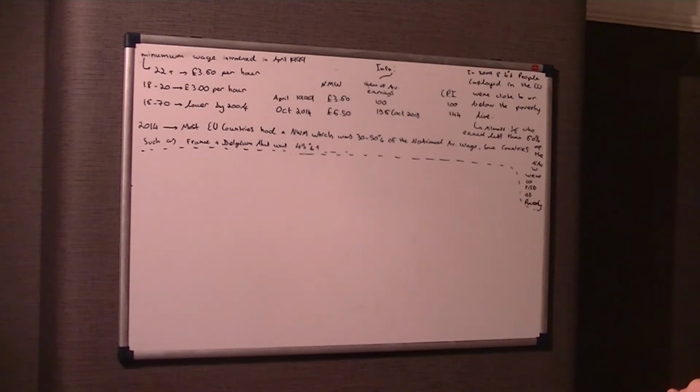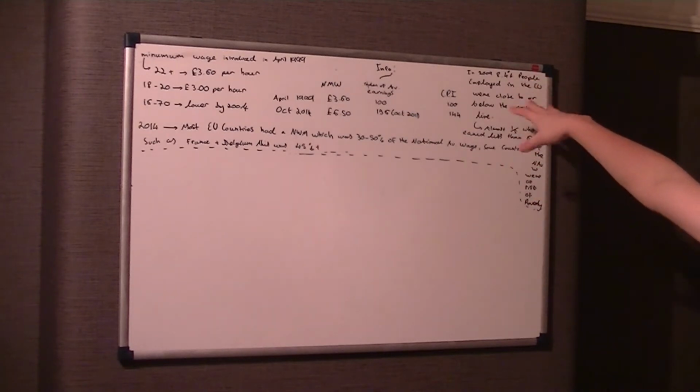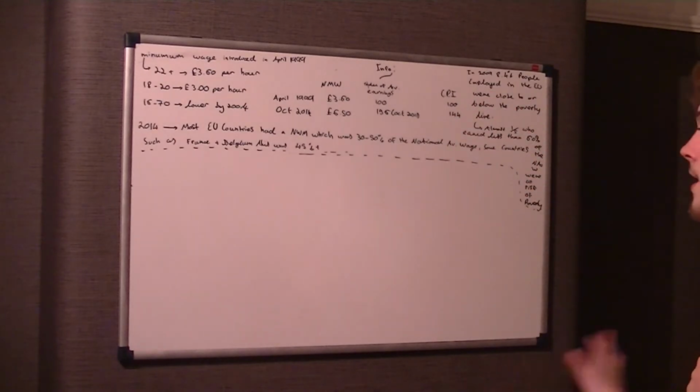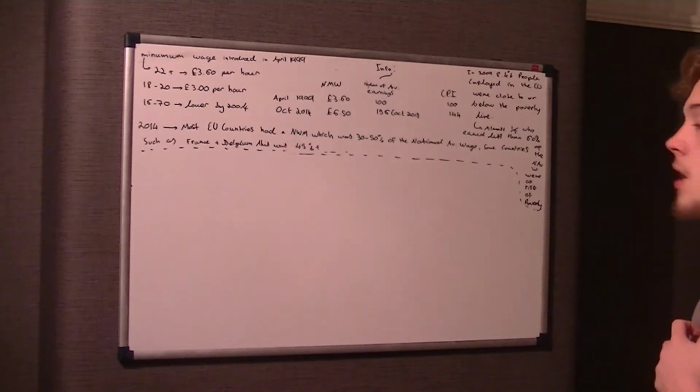And then this other bit of information about 2009, 8.4% of people employed in the EU were below or close to the poverty line. That's completely irrelevant. I've just put it on there as a bit of background, really.